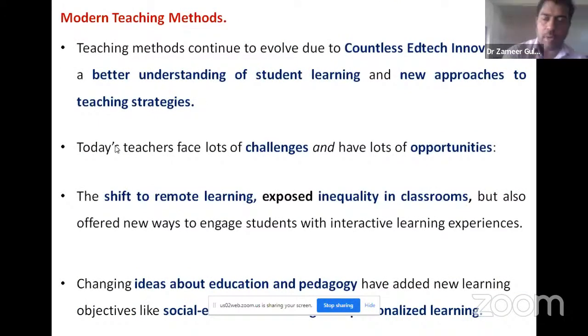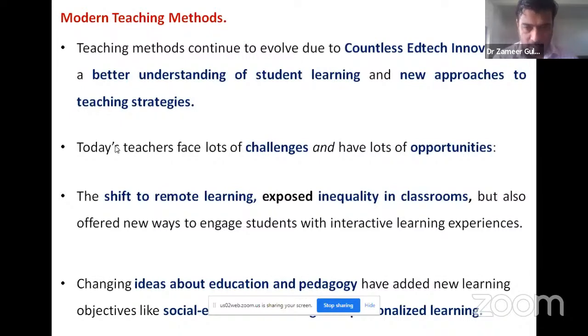And this shift from our traditional classroom learning to the remote learning, like we have experienced it during the pandemic, it exposed our inequality in the classrooms. What do we mean by the inequality in the classroom? See, no two learners are the same.